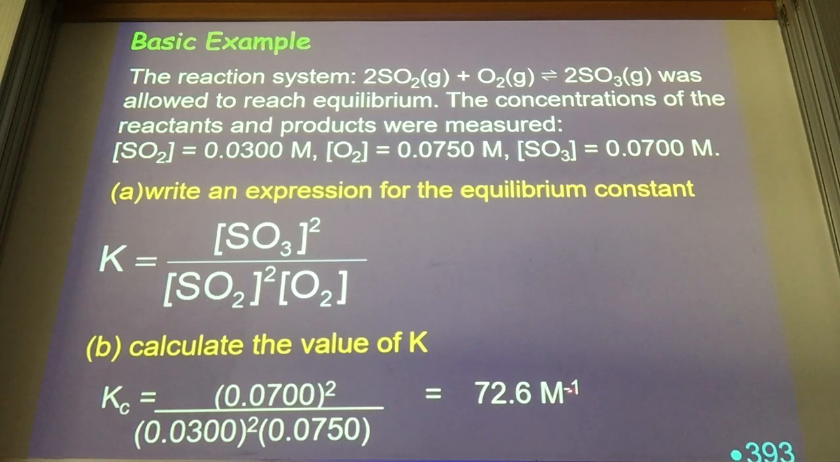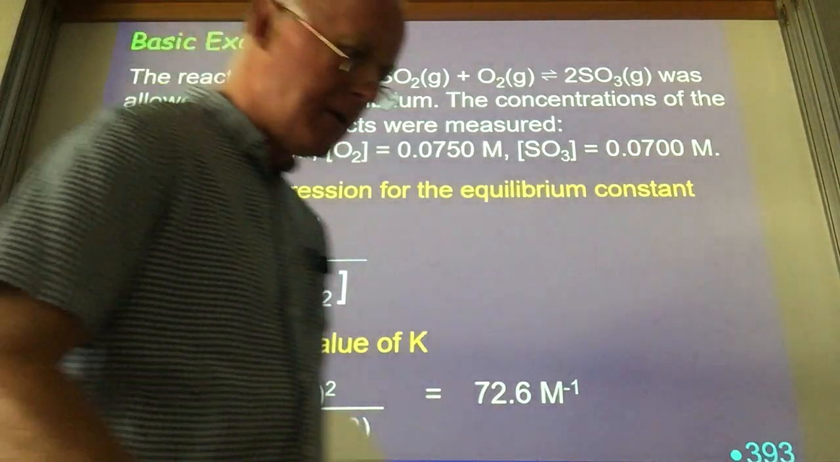Now what do we see? Units are M to the power of -1. Where on earth do we get that from? Well, they're actually derived from the powers in the expression. We've got molar squared over molar squared times molar. So a little indices thing there.